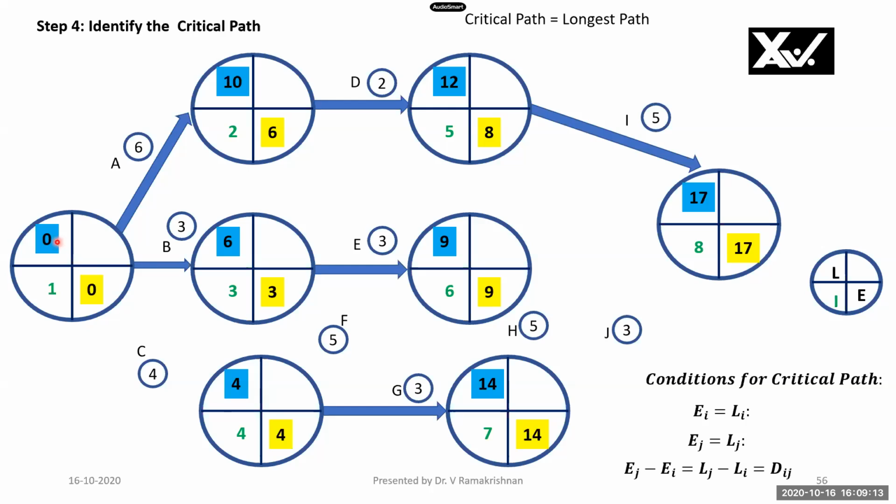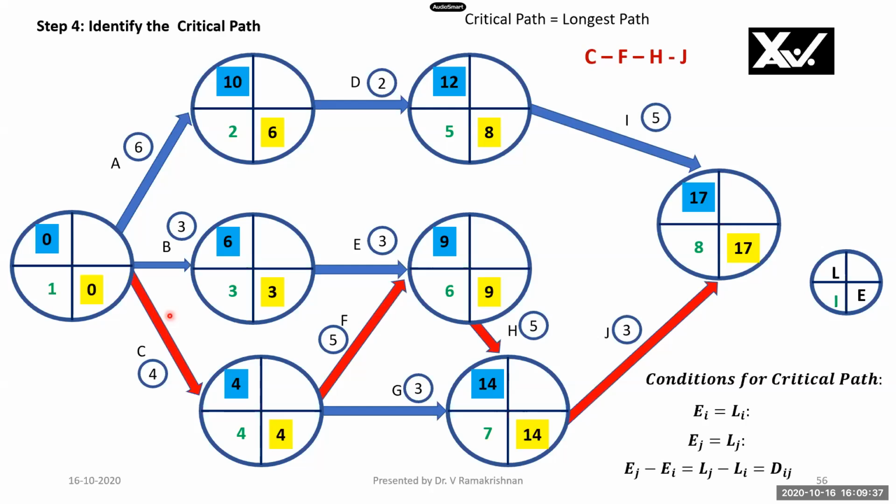And the difference between the L values, 4 minus 0, and then the E values, 4 minus 0, is the time duration for this activity. Likewise, we will find here again 9 and 9, 4 and 4, 9 minus 4 is 5. 14, 9, 14 minus 9 is 5. Similarly here 17, 17, 14, 14, 17 minus 14 is 3.